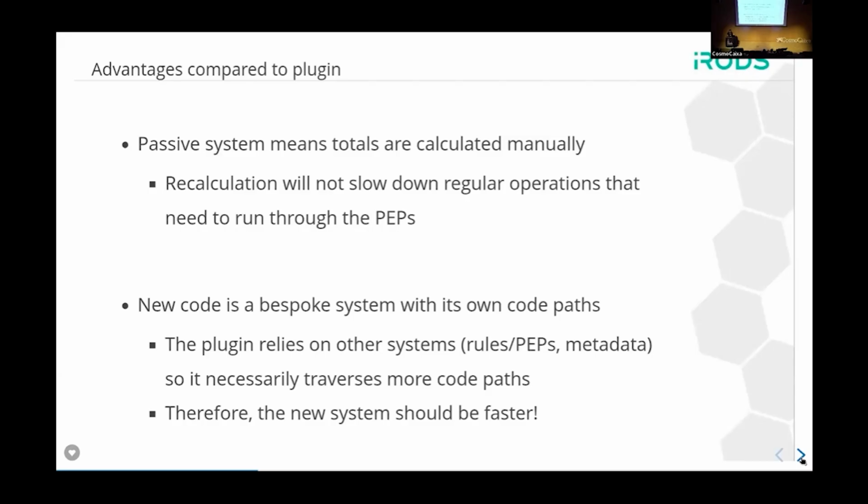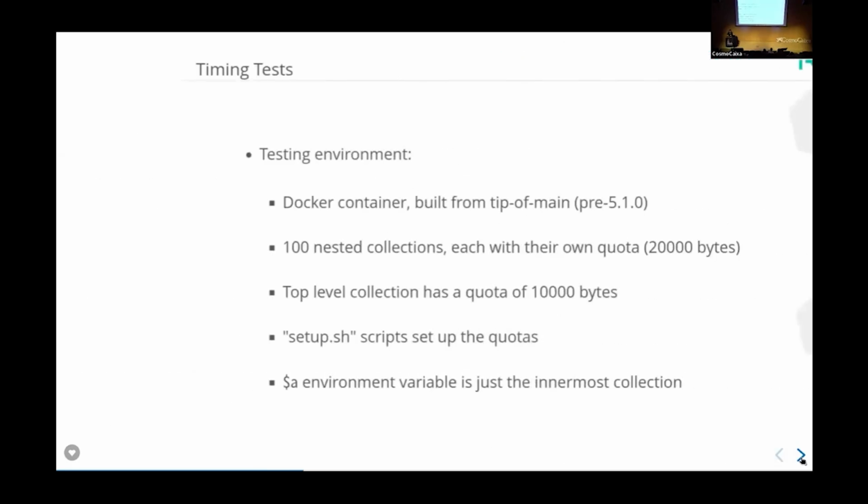And also, the new code is its own system. It has its own code paths. I wrote it all into the server, and it doesn't rely on other stuff. The plugin relies on rules, on PEPs. It relies on metadata to mark the stuff that you want to watch, and you have to activate stuff through, I think, also a rule. So it traverses more code paths when it needs to do stuff, which makes it necessarily slower in some cases. So my new system should be faster. And to prove that I am not just talking hot air, I do have some numbers.